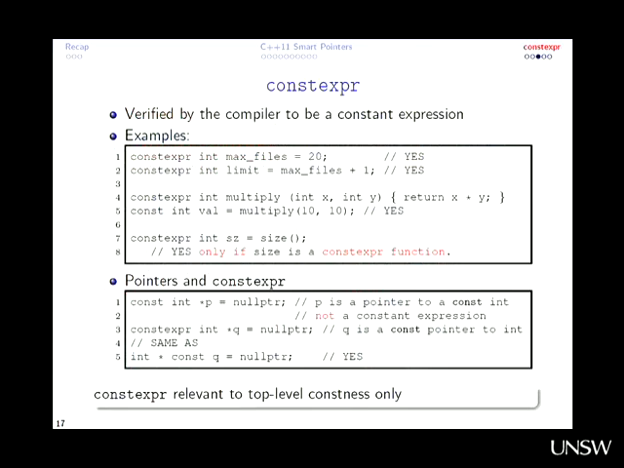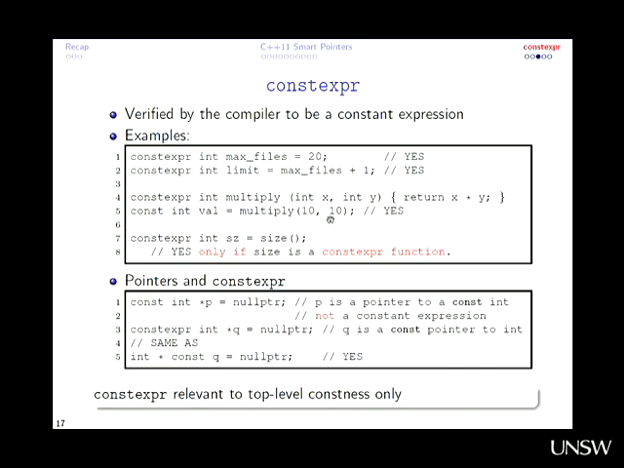Why do we use this? Let's take a look at these next few slides. We had this max files of 20, that's fine. We had max files plus 1 being fine like that. We can also have a function called multiply, which takes in two values and returns x times y. We can have a constant variable called val equal multiply 10, 10. Multiply 10 times 10.